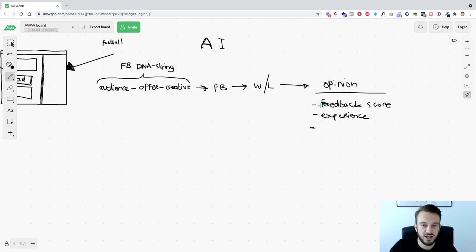So because of the experience of the ad account, because you've basically lost a lot of bids, or you've won a lot of bids, but the result of winning a lot of bids has had a negative impact on the ad account.